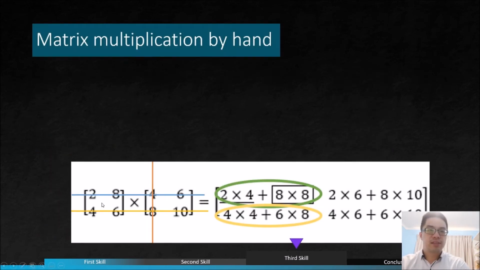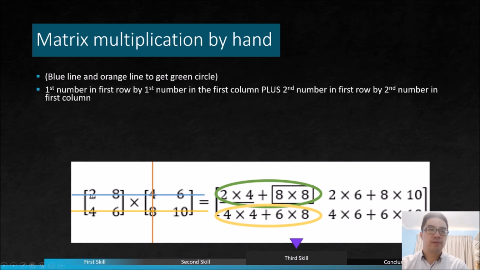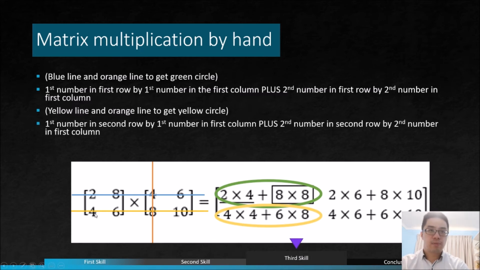Another example is this one here. So as you can see, we've got blue lines and orange lines to get the green circle. First number in first row by first number in first column plus second number in first row by second number in first column. So as you can see, this is the calculations for row 1, column 1. And these are the calculations for row 2, column 1. So yellow line and orange line to get the yellow circle. First number in second row by first number in first column plus second number in second row by second number in first column.